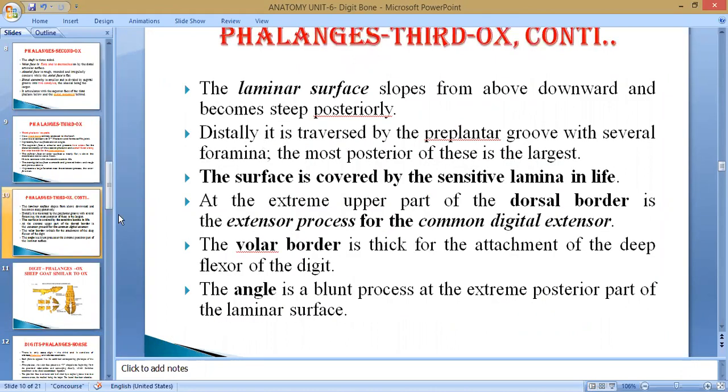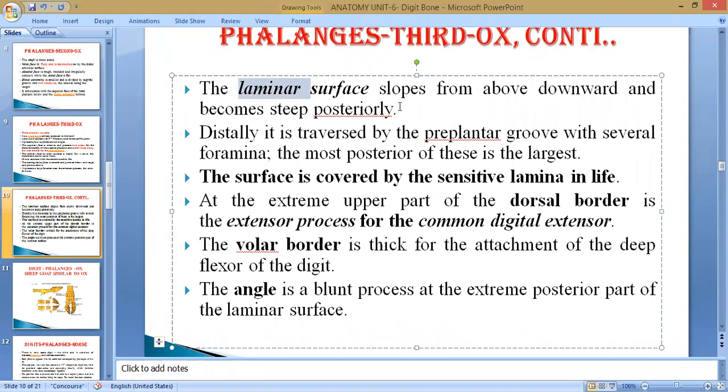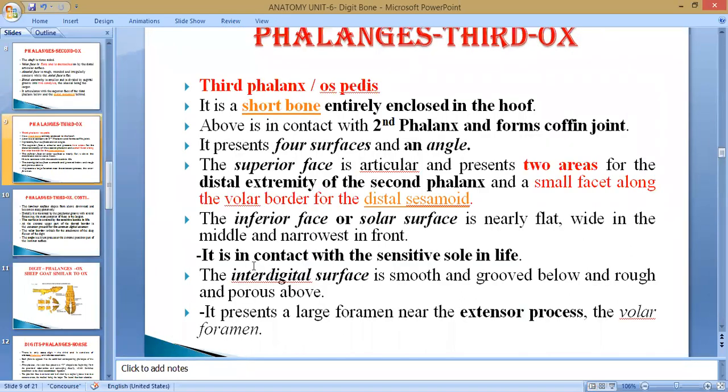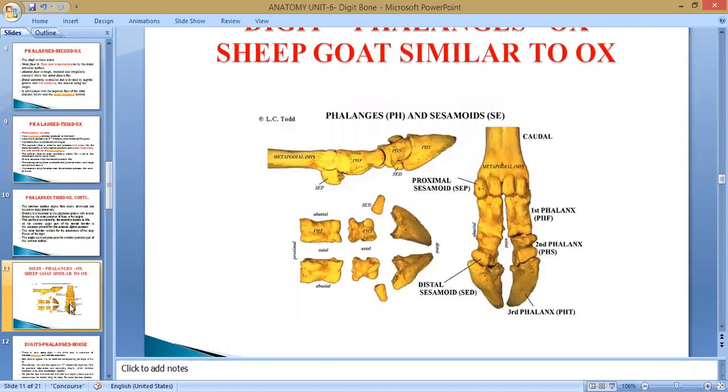Next is the laminar surface. We have completed three surfaces: superficial surface, interdigital surface, solar surface, and next, the last, is the laminar surface. Out of these four, superficial surface is completed. You must have an idea which surface is called which. This is called the superficial surface, from here to here, which comes in contact with the second phalanx, and this is the interdigital. Superficial is completed, interdigital is completed, solar is completed, and this part from here to here is known as the laminar surface.